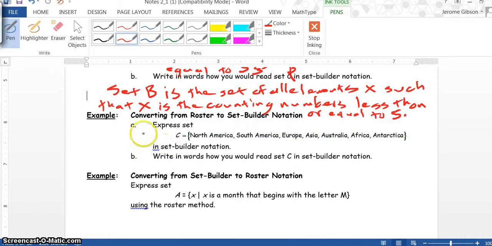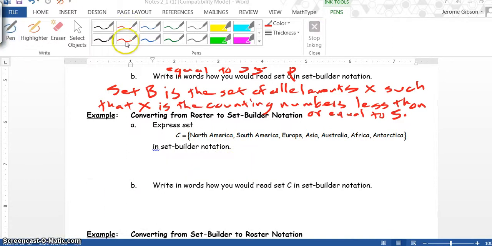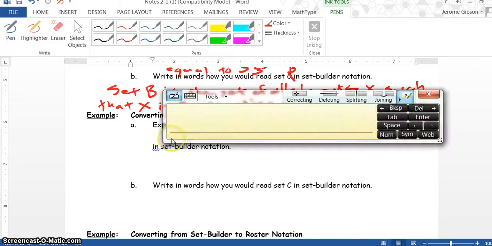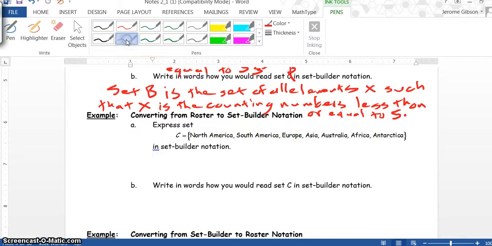Now we come to our next example. It says converting from roster to set builder notation. Express set C is equal to, we have North America, South America, Europe, Asia, Australia, Africa, and Antarctica. These are all of the continents of the world. Now in set builder notation. So first of all, I need to create some more space. So let me pause this. So now we will write this. Let me get this off the screen here.